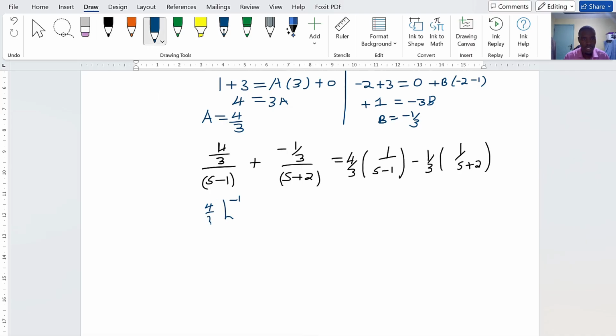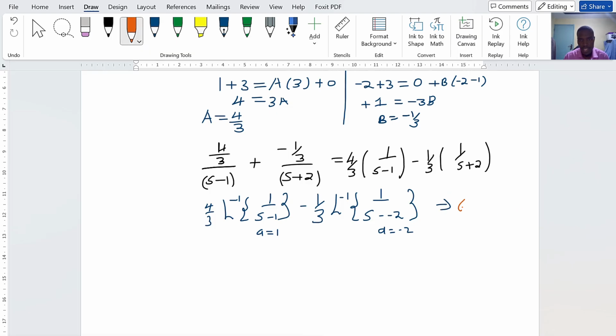So 4 over 3 times the inverse Laplace transform of 1 over s minus 1, minus a third times the inverse Laplace transform of 1 over s plus 2. So you see we are still having the same form, but a is negative 2. So here a is equals to negative 2. This is just the same as s plus 2. And here a is equals to 1. So our exponential, you recall that for e power a t, the Laplace transform is 1 over s minus a.